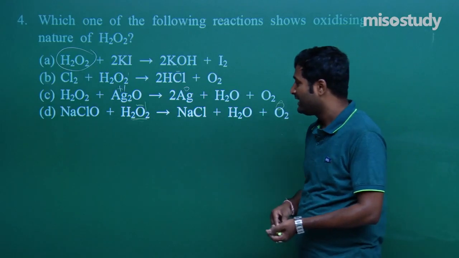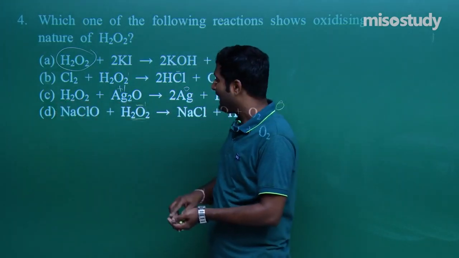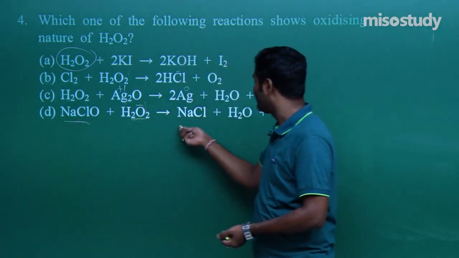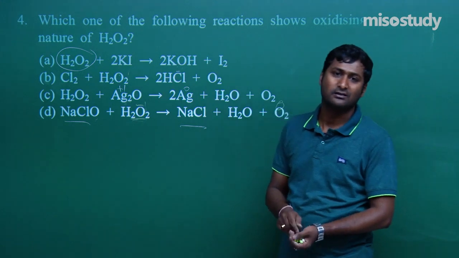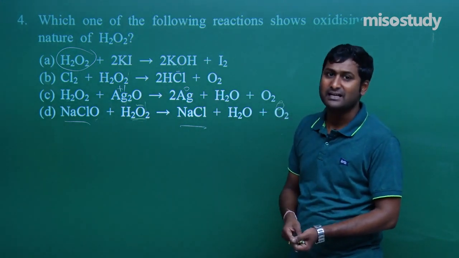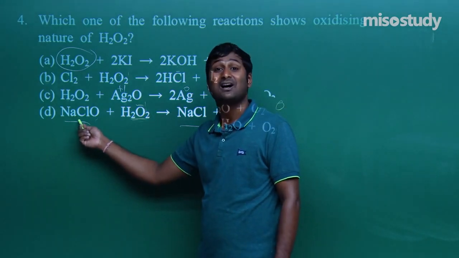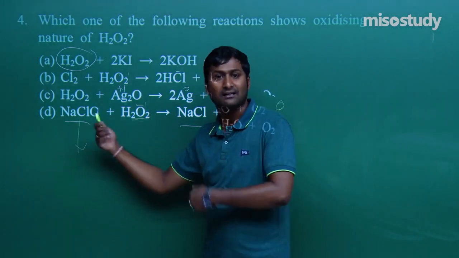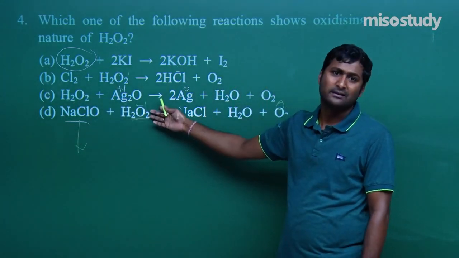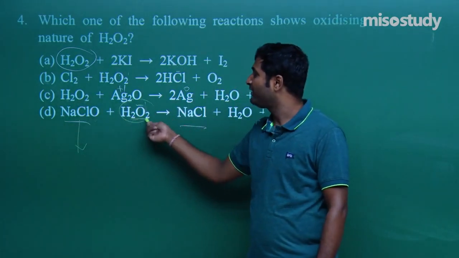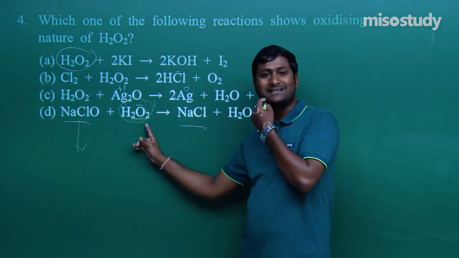One more concept, if I am looking at this only, clear? NaClO is converted to NaCl, that is the removal of oxygen takes place. If there is a removal, then definitely this will behave as an oxidizing agent. If this is an oxidizing agent, then definitely this H2O2 will act as a reducing agent.